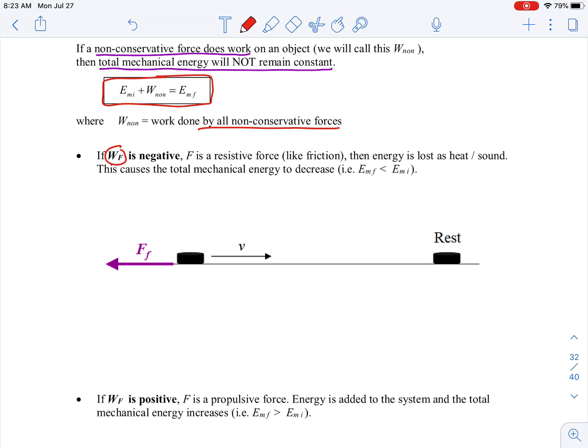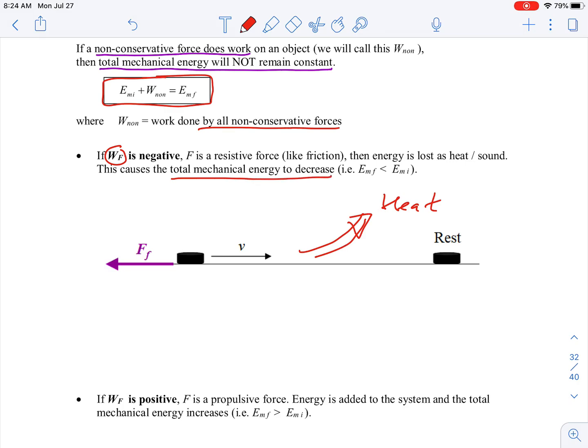A really good example, which we've already seen, is if friction is going against the motion. If we have friction involved, we see that when it's acting on this puck, it brings it to rest. And when it does that, the puck at the end will stay at rest. So all the kinetic energy it had at the beginning is lost. In other words, we lose energy due to heat and sound. I'll just put over here heat. Energy will be lost as heat. And as a result, this is going to cause the total mechanical energy to decrease.